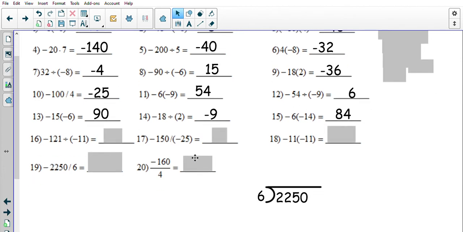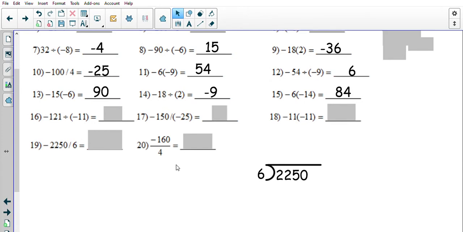Number 16, negative 121 divided by negative 11. 121 divided by 11 is going to get us 11. Again, we really need to know those multiplication facts and division facts. Since it's a negative divided by a negative, it is positive.